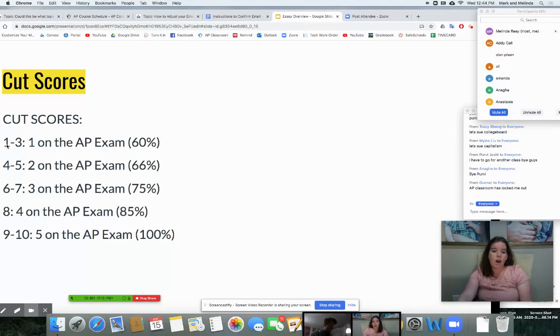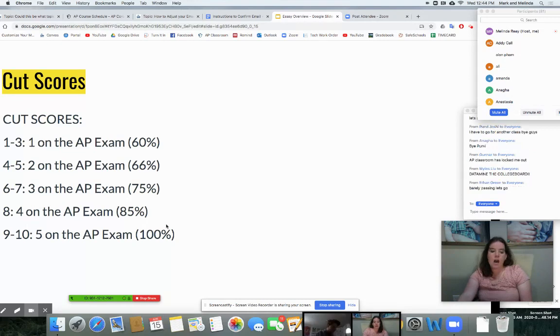So 1 to 3, I'm going to go ahead and assume that would be a 1 on the AP exam, which is why I gave it a 60%. 4 to 5, I would say is about a 2. The average student was a 6.7. So most of you who got your scores back was a 6.7. So I'm going to assume that that's going to be the 3 on the AP exam. An 8 I'm going to count as a 4, and a 9, 10 is going to be a 5.